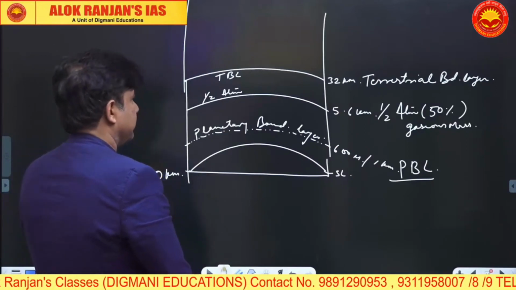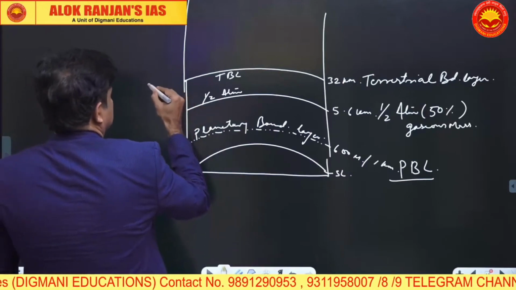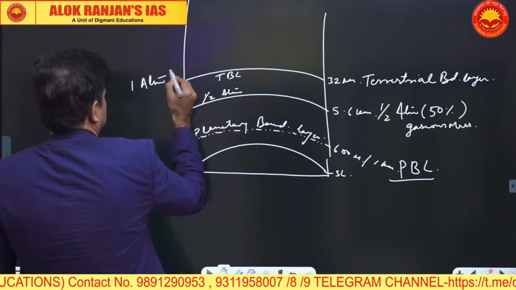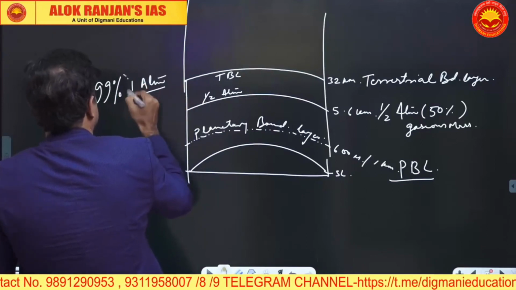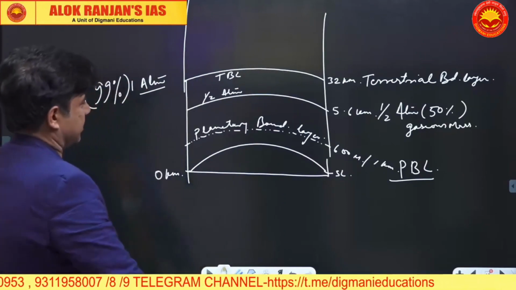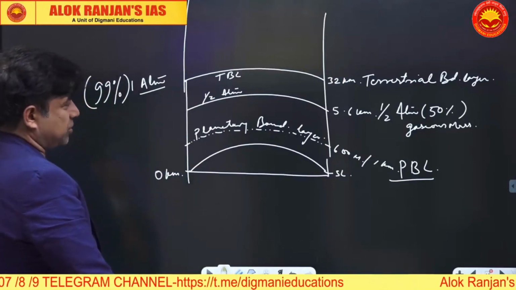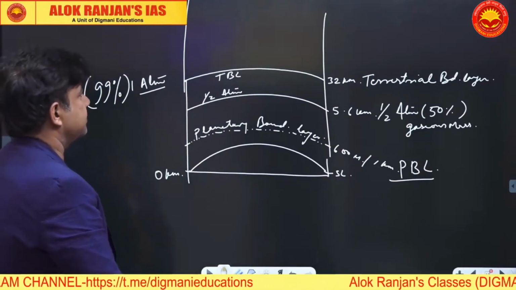Coriolis effect is 0, and I must tell you that this is called one atmosphere. Why? Because 99% of the gaseous mass is below 32 kilometers. Meaning most of the atmospheric mass is below 32 kilometers.